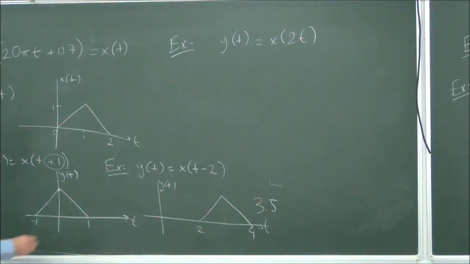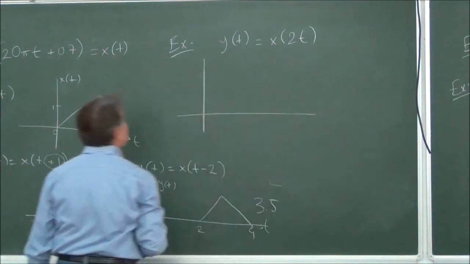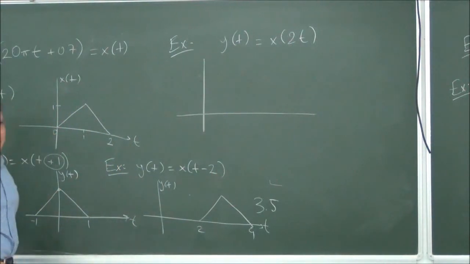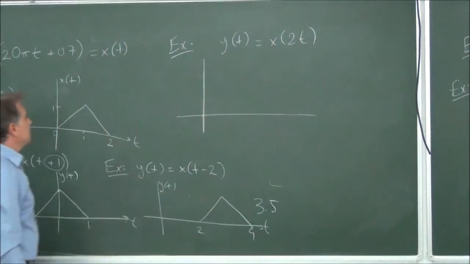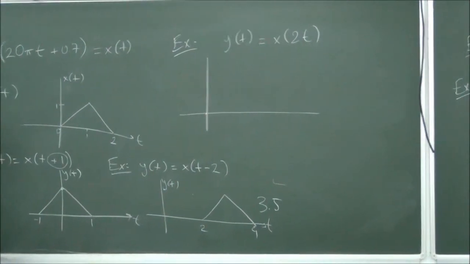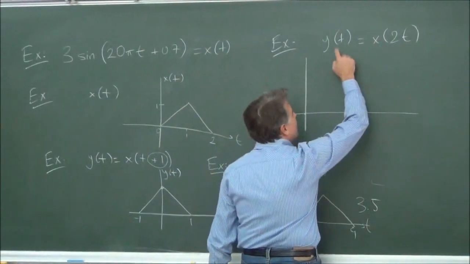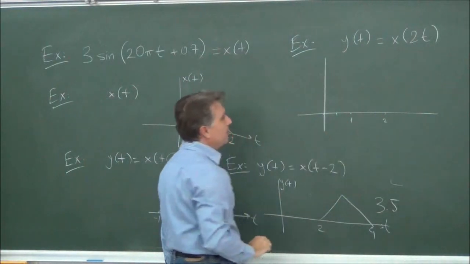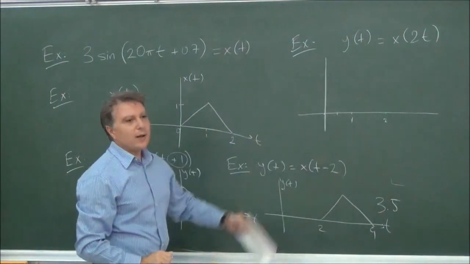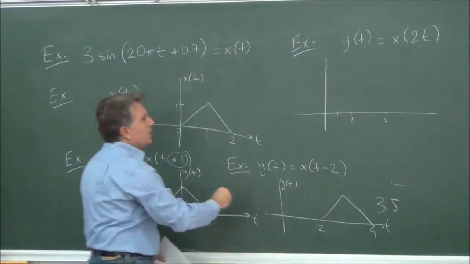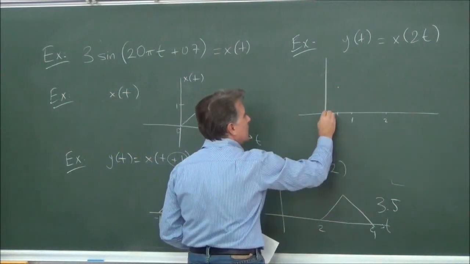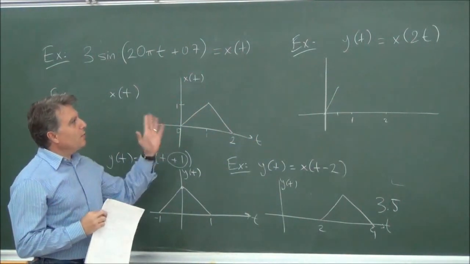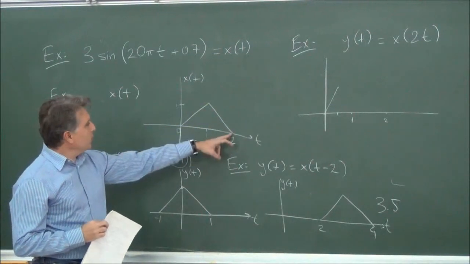Wider, narrow. Again, substitution. When t is equal to 0, y of 0 is equal to x of 0. So this point is the same. Doesn't change. When t is equal to 0.5, y of 0.5, this is 1, this is 2, this is 0.5, it makes x of 1. And x of 1 is this point. So it increases like this. When t is equal to 1, y of 1 is x of 2. And x of 2 is back to 0.